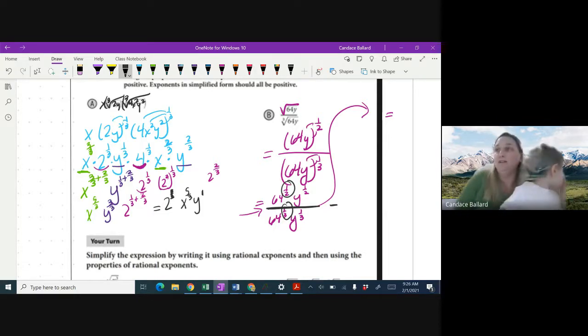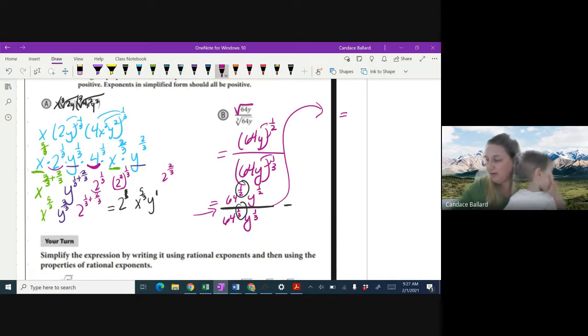When we have a division sign, it's the same as like the horizontal as a subtract sign. So we should be subtracting the exponents. Okay, so we are going to subtract the exponents here. So I have to do 64 to the 1/2 minus 1/3 because these bases match. And then I'm going to do y to the 1/2 minus 1/3.